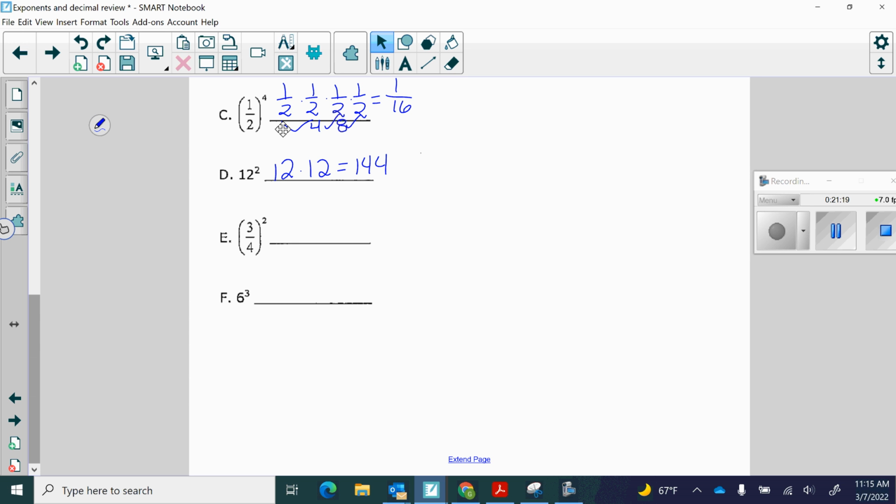Mateo, 3/4 to the 2nd power. 3/4 times 3/4. So 3 times 3 is? 4 times 4 is? I got it right. I thought I was wrong.